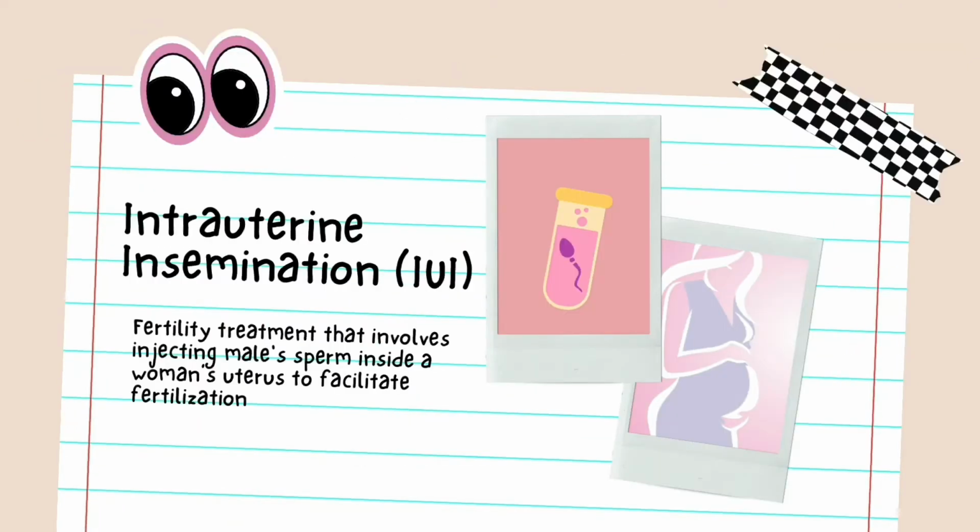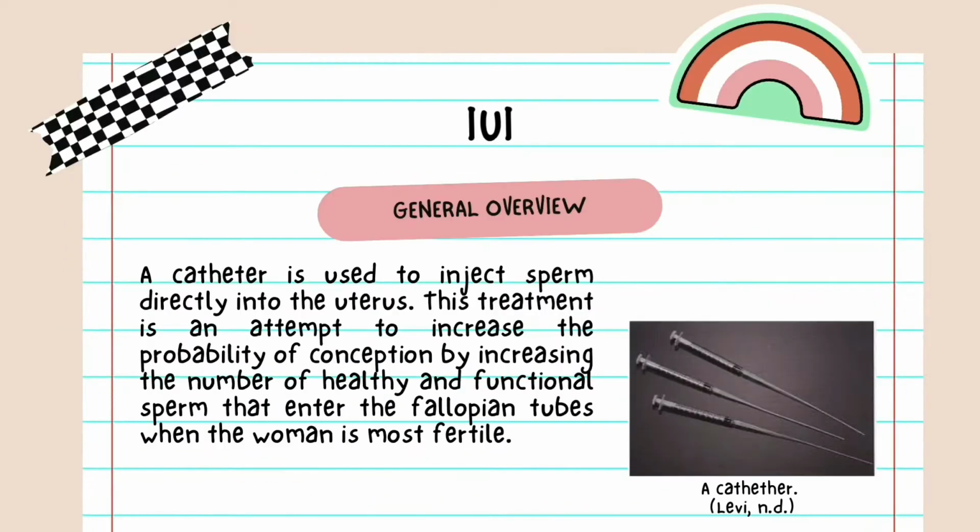Intrauterine insemination, or IUI, is a fertility treatment that involves injecting male sperm inside a woman's uterus to facilitate fertilization. During IUI treatment, a catheter is used to inject sperm directly into the uterus. This treatment is an attempt to increase the probability of conception by increasing the number of healthy and functional sperm that enter the fallopian tubes when the woman is most fertile.